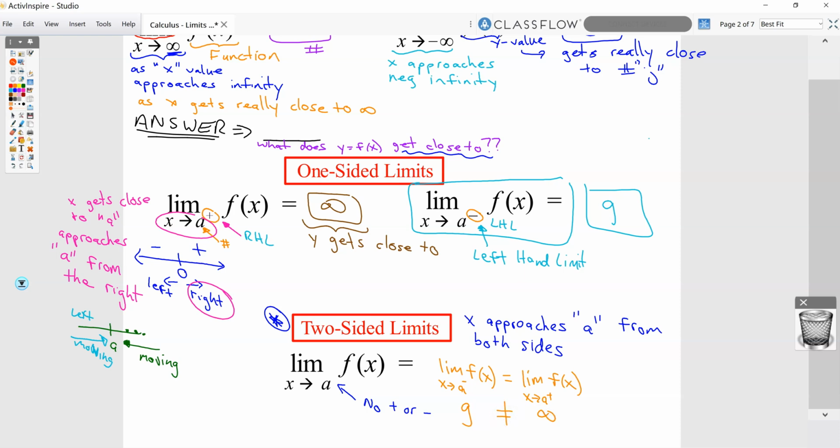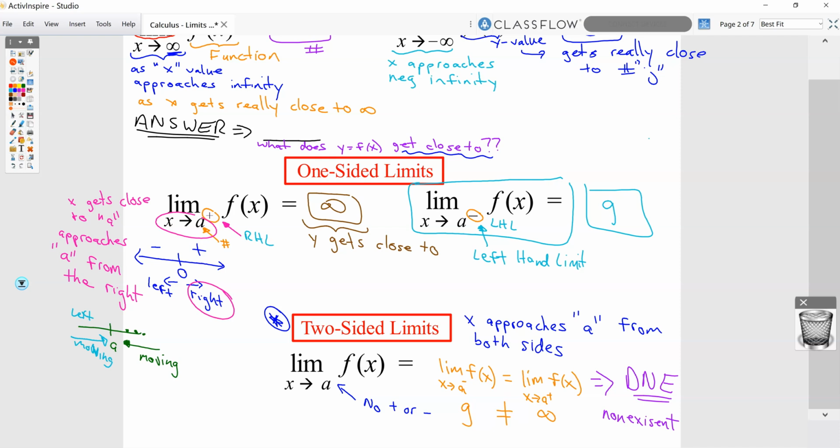G does not equal infinity. The number G, whatever that y value is, 3, 4, 5, whatever that actual y value would represent, it is not equal to infinity. So when these two do not equal each other, we say that the limit does not exist. Or sometimes on AP Calculus, you might see it written this way, non-existent. That means it does not exist, so it's non-existent. So if the left-hand limit does not equal the right-hand limit, then the two-sided limit does not exist. If the left and right equal each other, then you use that number.